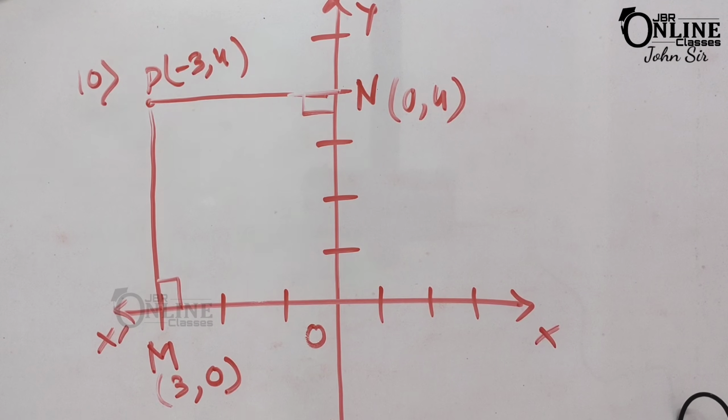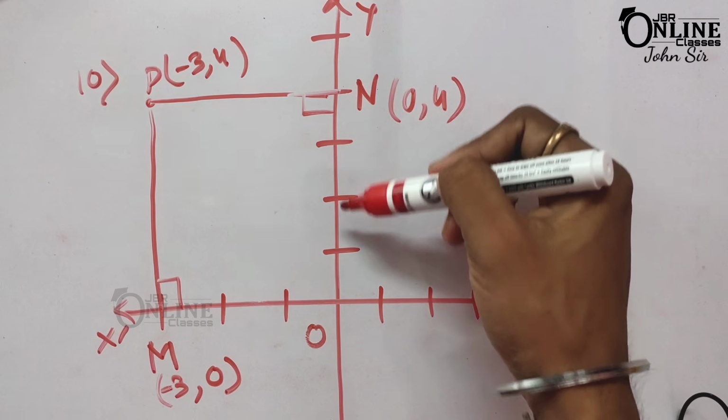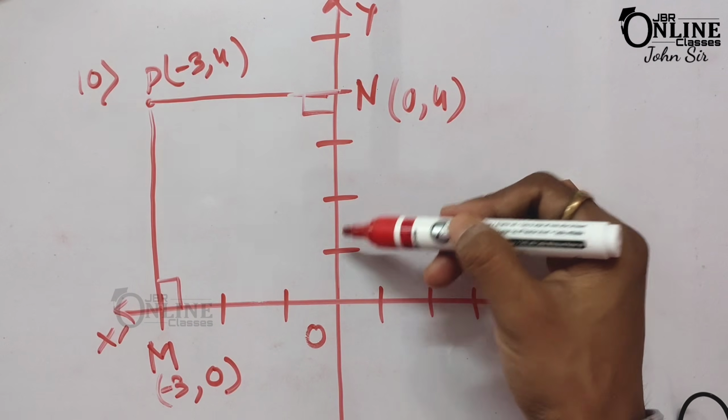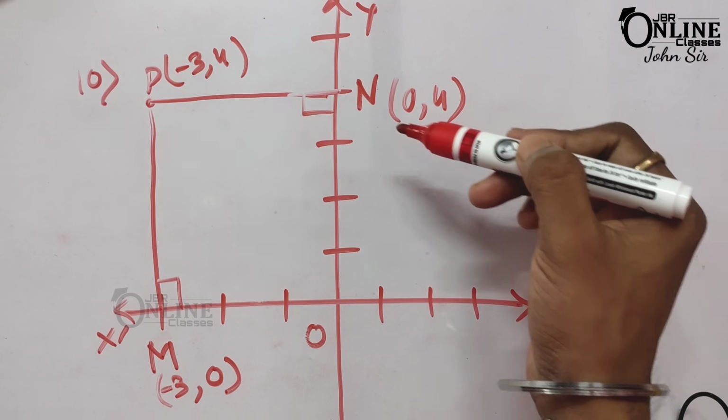So now state the coordinates of the points M and N. As here 1, 2, 3, that means here minus 3, so minus 3 comma 0, as it lies on the x-axis, that means the ordinate will be 0. So minus 3 comma 0 is the coordinate of M. Now the next one, N, lies on the y-axis, so the abscissa will be 0. So 0 comma 1, 2, 3, 4, that means 0 comma 4 is the coordinate of N.